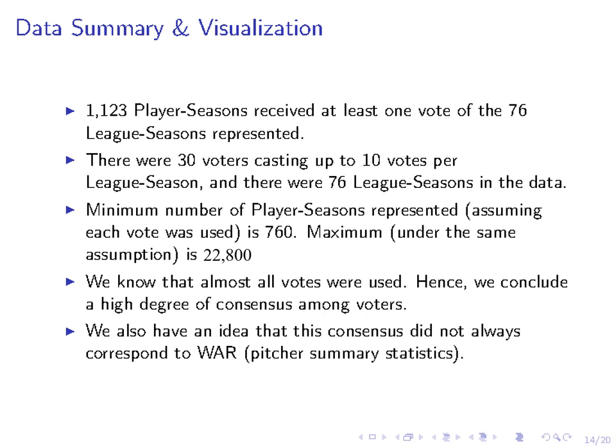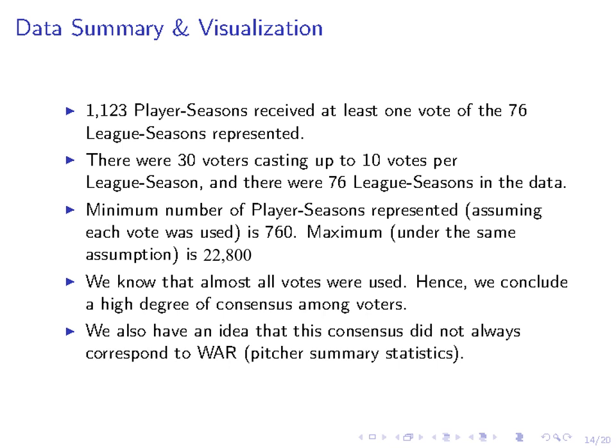So in the data, we observed that there are 1,123 player seasons that received at least one vote, with 76 league seasons represented. There were 30 voters casting up to 10 votes per league season, and there were 76 league seasons in the data. So if all of the ballots were completely filled in, so each ballot wrote in all 10 names, then the minimum number of player seasons represented would be 760. The maximum under the same assumption is 22,800.